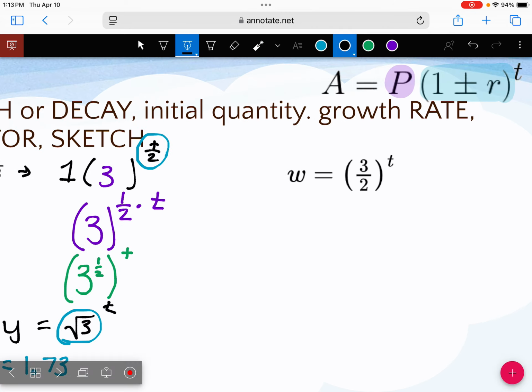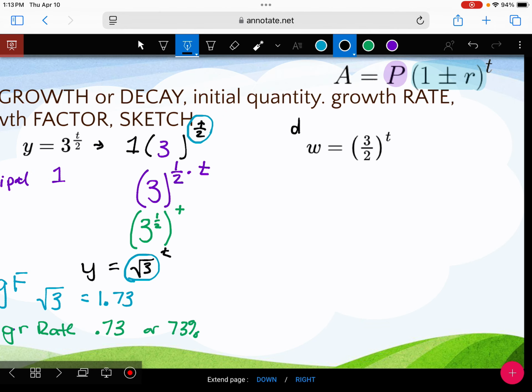For part D, I want you guys to try this one. Is this growth or decay? What is our growth factor? What is our growth rate? And can we get a sketch? C is definitely the ugliest one.